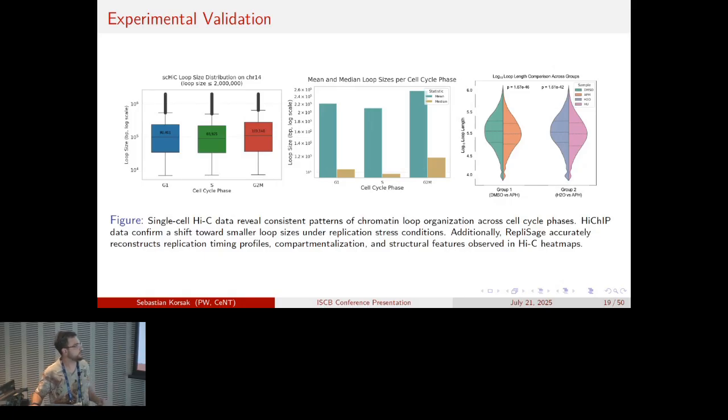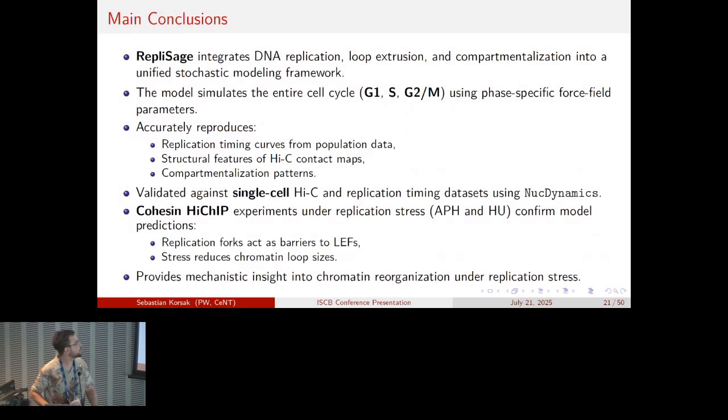At right, I have the Hi-ChIP data, where we see that there is a shift in the distribution toward lower loop lengths in case of replication stress. And with single cell data, we observe similar patterns, that in S phase we have smaller loops. And this is my work.